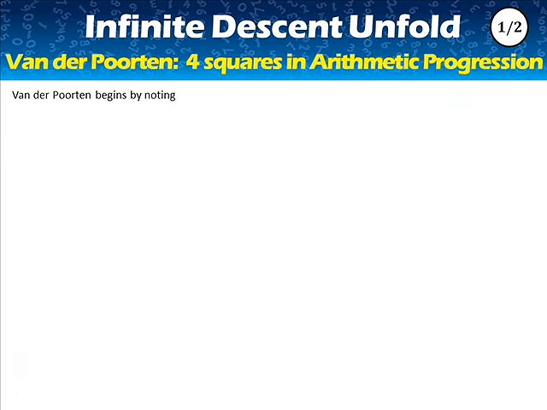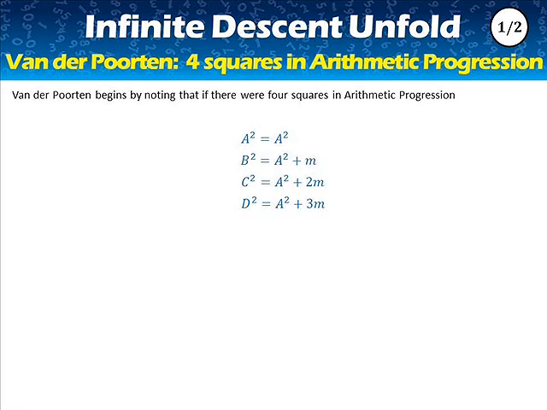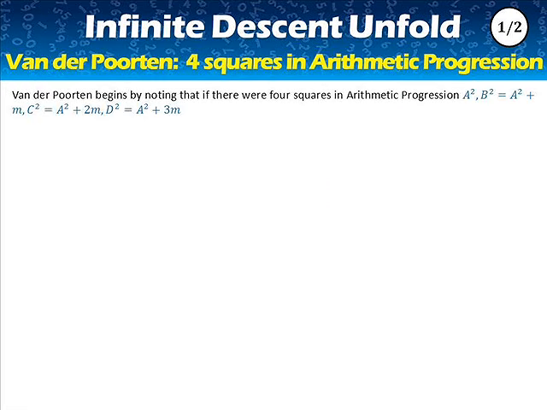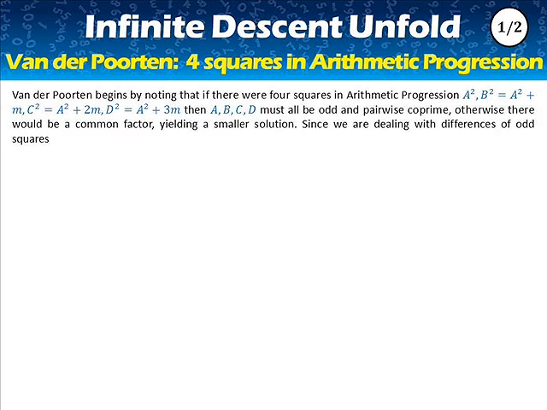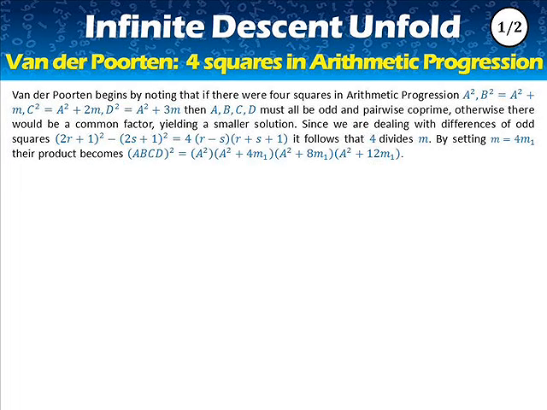Van der Poorten begins by noting that if there were four squares in arithmetic progression, then a, b, c, and d must all be odd and pairwise co-prime. Otherwise, there would be a common factor yielding a smaller solution. Since we're dealing with differences of odd squares, it follows that 4 divides m. By setting m equals 4 times m sub 1, the product becomes the square of abcd equals a squared times a squared plus 4m sub 1 times a squared plus 8m sub 1 times a squared plus 12m sub 1.